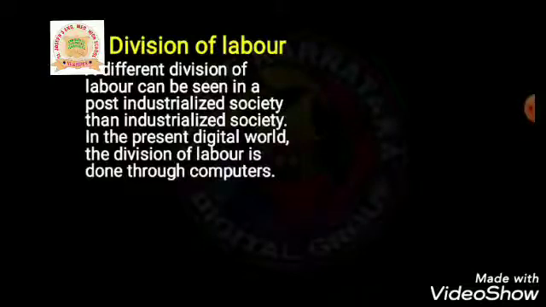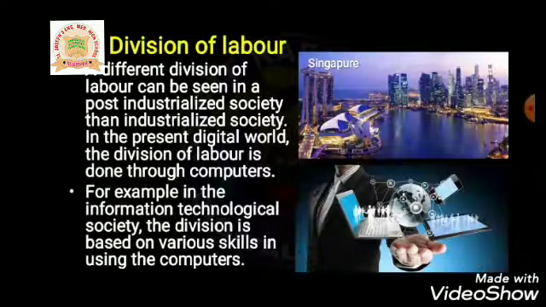Here the division of labor is done totally on the basis of computers. With the help of computers it is being done. For example, let me give you one example. Among the most IT societies, the best example is Bangalore or Singapore, where Bangalore presently in India is termed as one of the biggest IT societies, and the division is based on their skills, as to how they are going to use the computers, whether they use computers in a proper way or not, whether they use the normal computer or a super computer or a smart computer. The division is based on their own skills. This kind of present digital society is going to divide the work on the basis of their skills or their specialization.